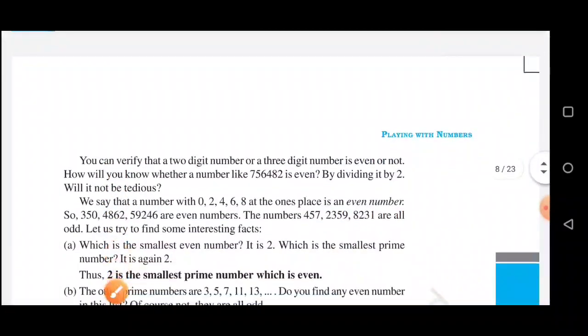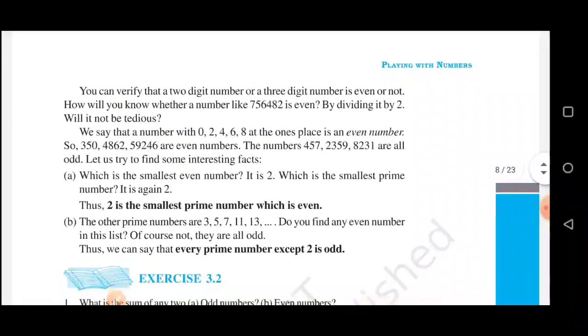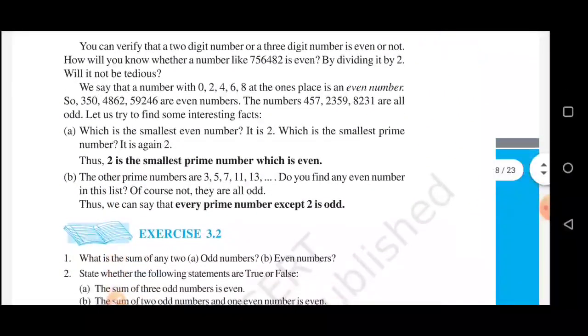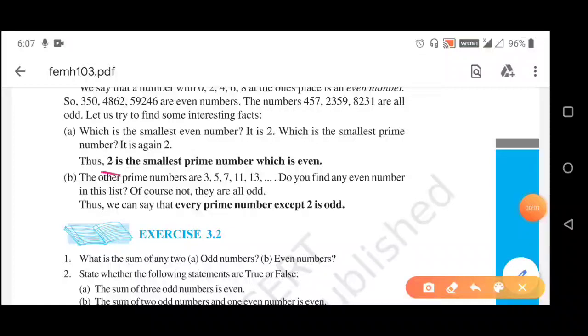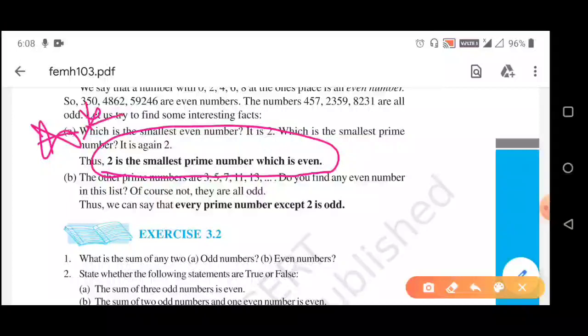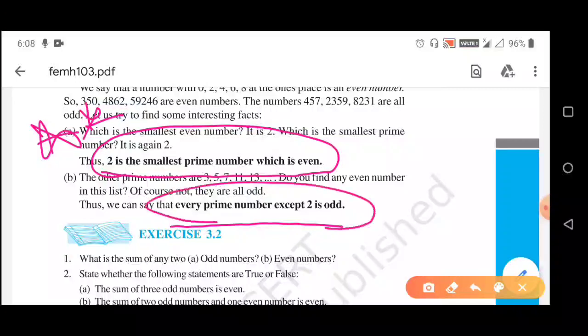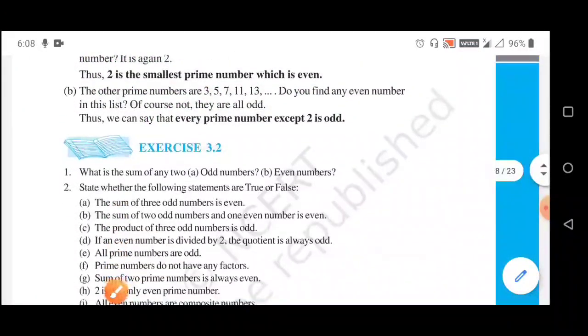Now on the next page, page number 53, it is given, very important: 2 is the smallest prime number which is even. It is very important. 2 is the only prime number which is even, and all other prime numbers other than 2 are odd numbers. So here it is given, every prime number except 2 is odd. So the only even prime number is 2. Now we will start exercise 3.2.